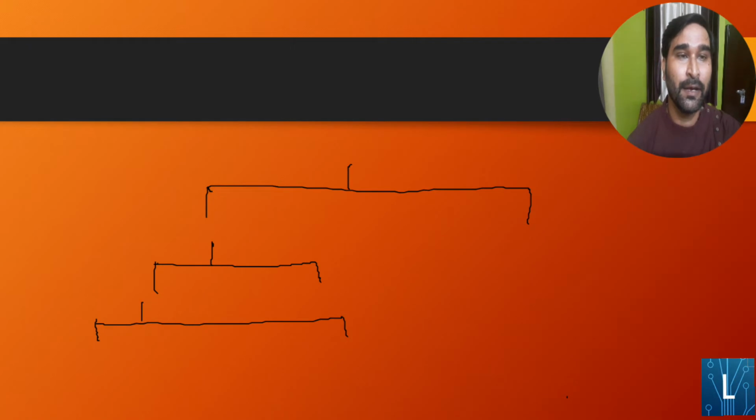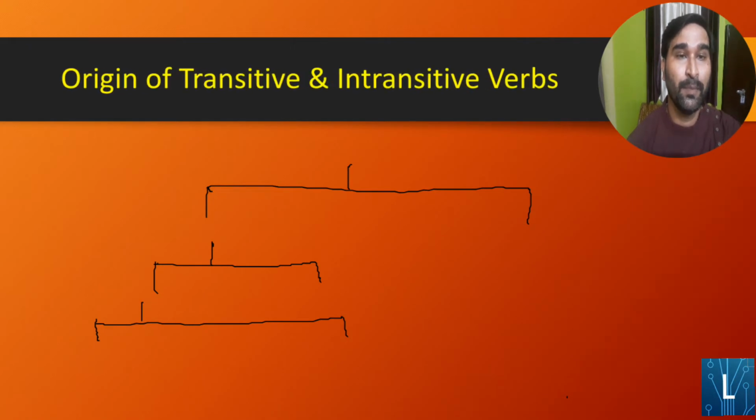So here, before entering this chapter, we will know the origin of transitive and intransitive verb, from where the transitive and intransitive verb have come. So you should have a clear idea about it. That's why I have given a chart, so try to follow that one.